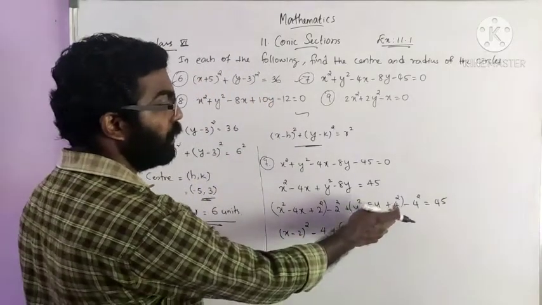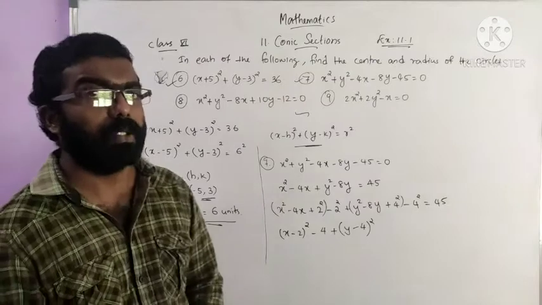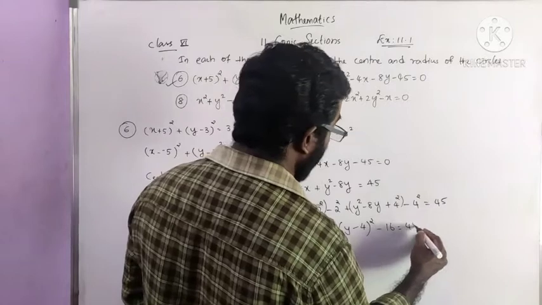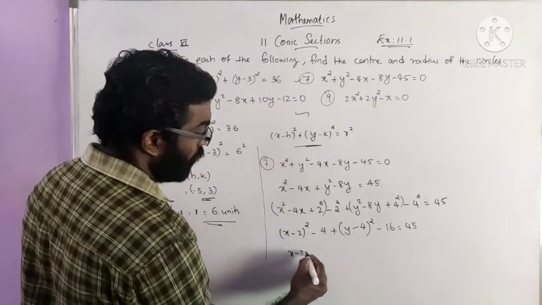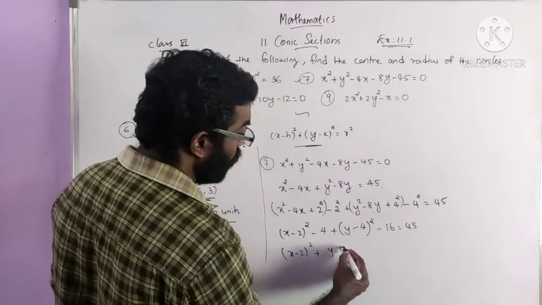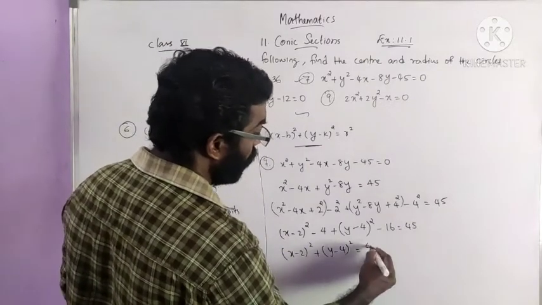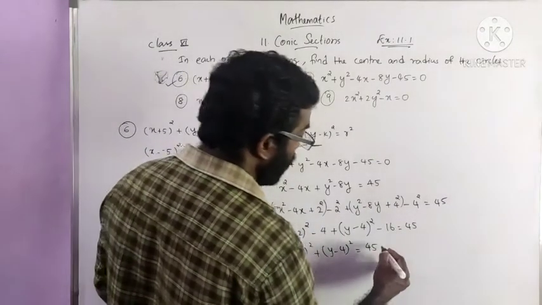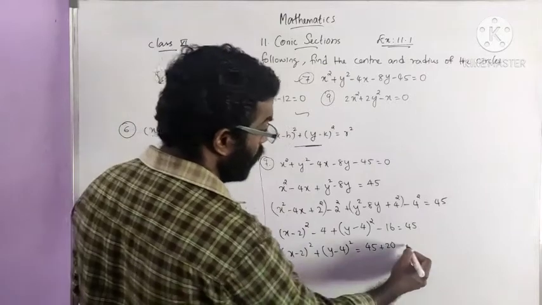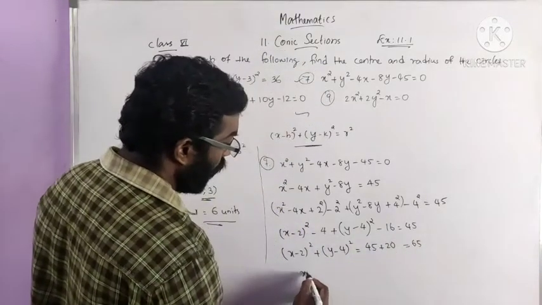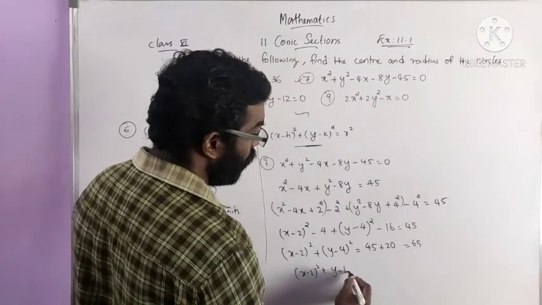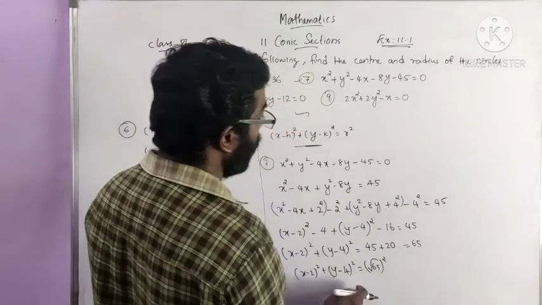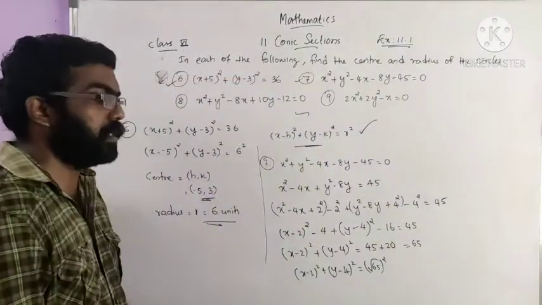On expansion, we will get the third terms using (a minus b) the whole square. Then minus 4 square, it is 16, which is equal to 45. That is (x minus 2) the whole square plus (y minus 4) the whole square equal to 45 minus 4 minus 16, minus 20 goes to right side, it becomes plus 20 and which is equal to 65. Or we can write (x minus 2) the whole square plus (y minus 4) the whole square equal to root 65 the whole square.